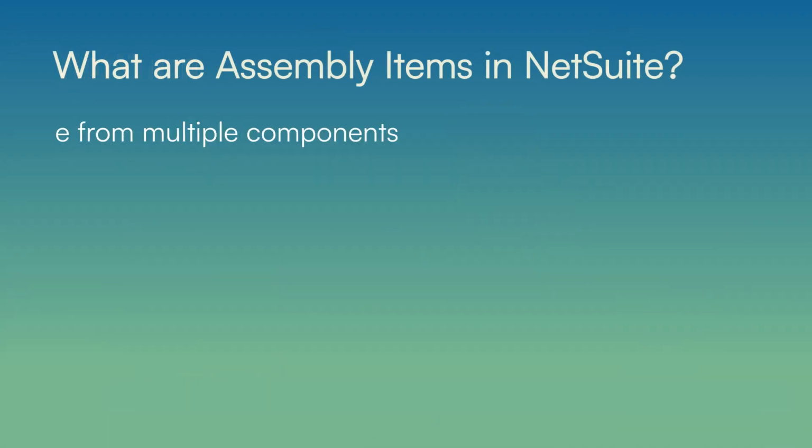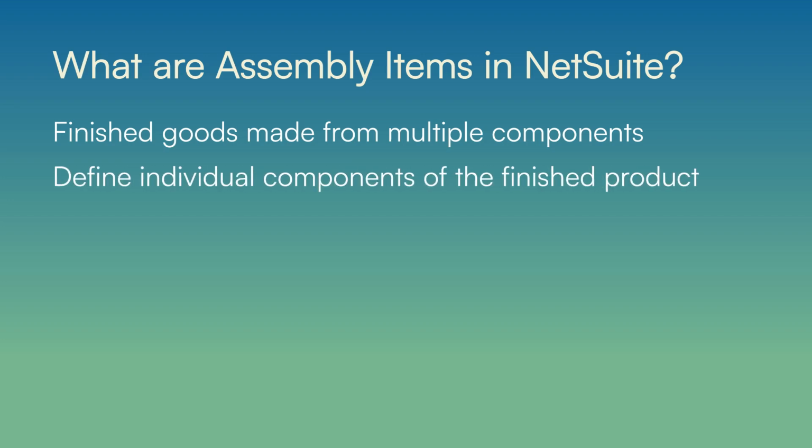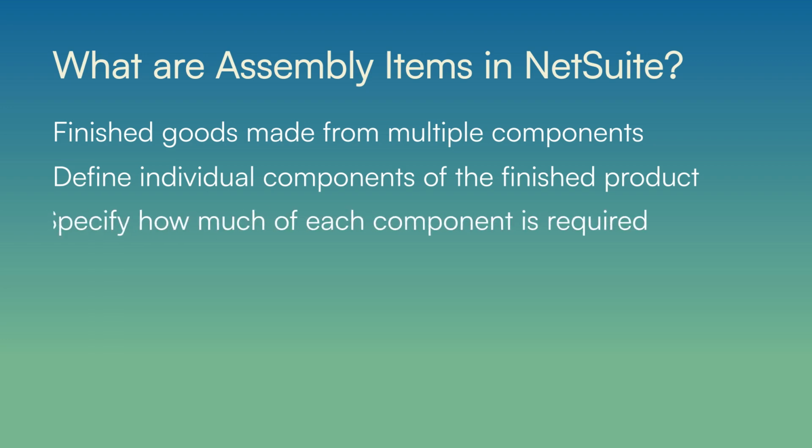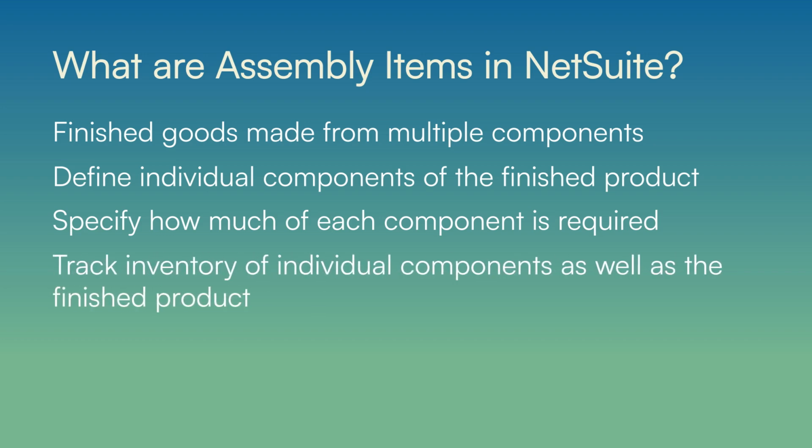Assembly items represent finished goods made from multiple components. Think of a bicycle built from tires, a frame, and handlebars. Those parts become a single product you can stock, ship, and sell. NetSuite uses assembly items to track the production of these finished goods so that you can manage inventory, costs, and demand more efficiently. With assembly items, you can define the individual components of the finished product, specify how many units of each component are required, and track inventory of the individual components as well as the finished product.